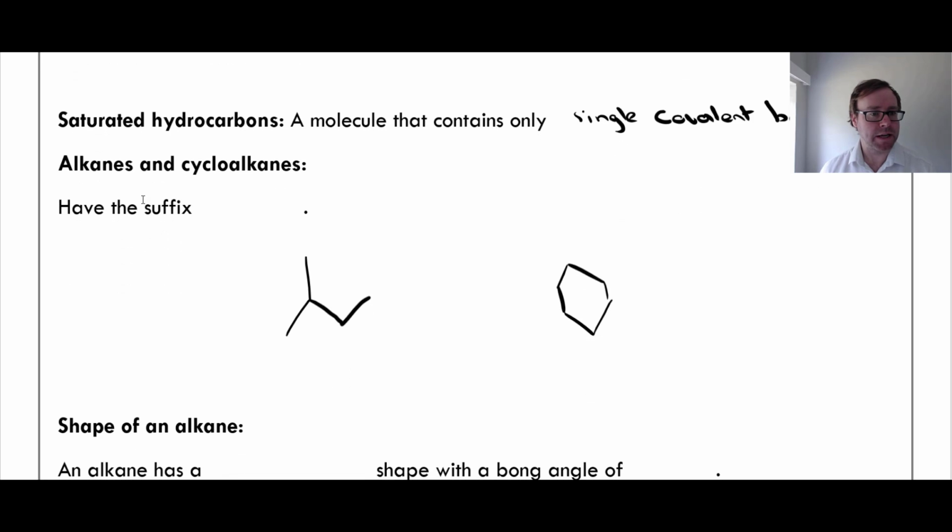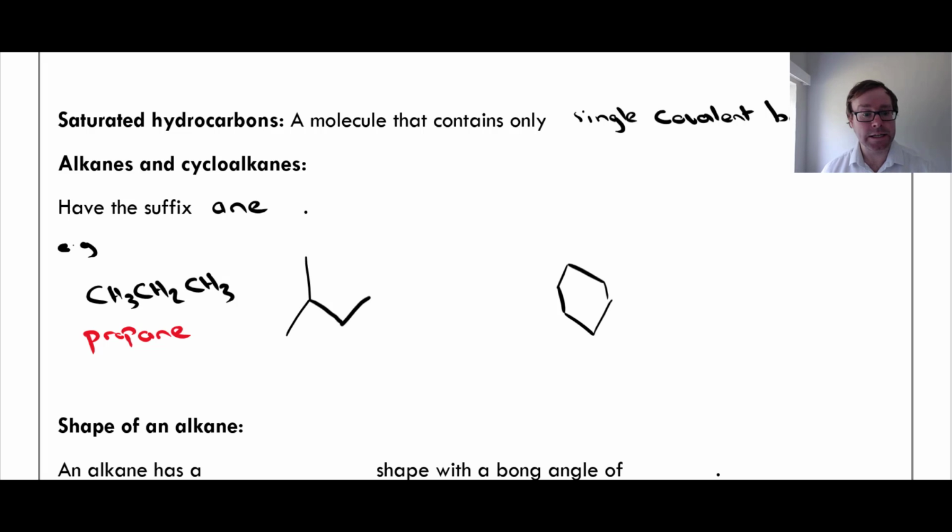Okay, alkanes and cycloalkanes have the suffix. Suffix means the ending. So they have the ending -ane. For example, I could write the structural formula CH3CH2CH3, and we would call this 1, 2, 3 carbon. So we know it's prop, we know the ending's -ane, so propane.